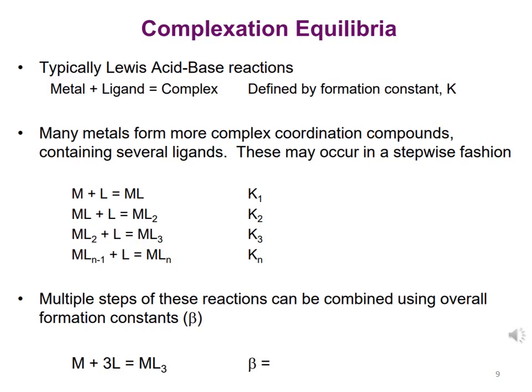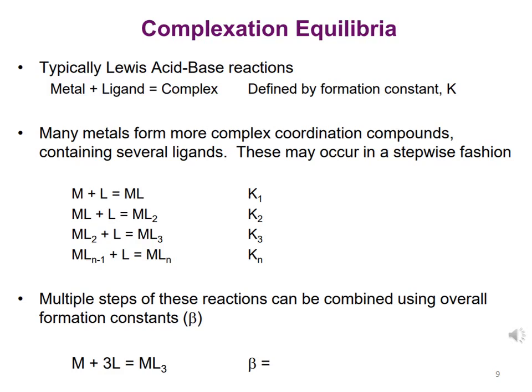Similarly, this ML2 further reacts with another ligand and forms ML3 type, and this formation constant will be K3. Similarly, if there are different metal-ligand complexes, they further combine with different ligands, and then we can write ML n. N could be any number greater than 1: 2, 3, 4. It goes up to 6 or 8. So we will denote it by Kn.